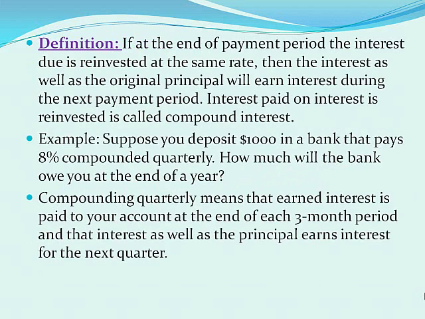The result is a much faster growth of money than simple interest would yield. If at the end of a payment period the interest due is reinvested at the same rate, then the interest as well as the original principal will earn interest during the next payment period. Interest paid on interest that is reinvested is called compound interest. For example, suppose you deposit $1,000 in a bank that pays 8% compounded quarterly. How much will the bank owe you at the end of a year? Compounding quarterly means that earned interest is paid to your account at the end of each 3-month period, and that interest as well as the principal earns interest for the next quarter.